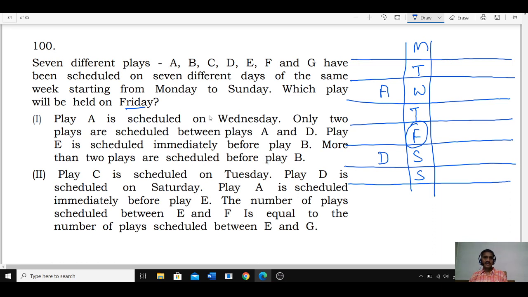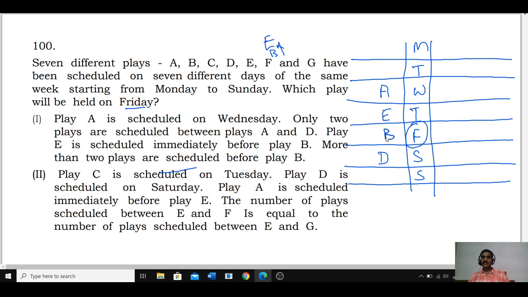Now E is immediately before B, so E and B could be placed either here or here. If E and B are here, more than two plays are before B was said, but here only one play is before B, which is not possible. Hence E and B cannot be here. If E and B are like this, more than four plays are before this one. Hence we got the answer. And which is on Friday? B is on Friday.